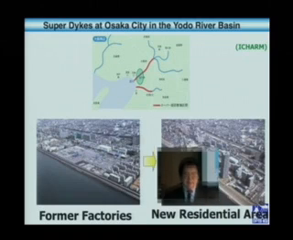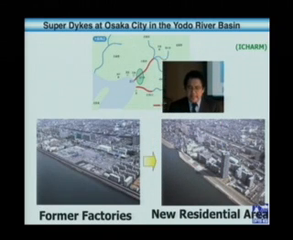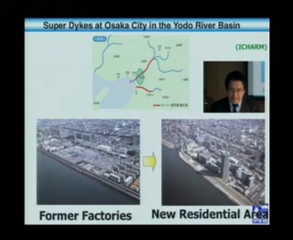And this shows the so-called super dikes at Osaka City in the Yodo River Basin near Kyoto City. The left-hand side photo shows some space where factories were at the riverside. But the space is now occupied by a residential area, like the right-hand side photo. So these kinds of super dikes are built in Osaka and the Tokyo area, basically.